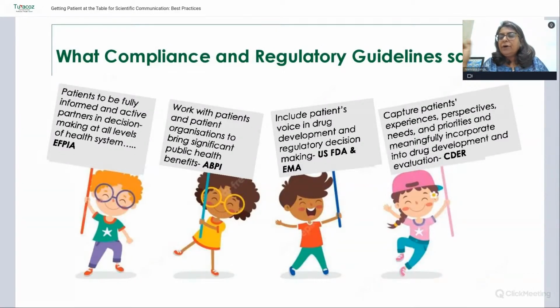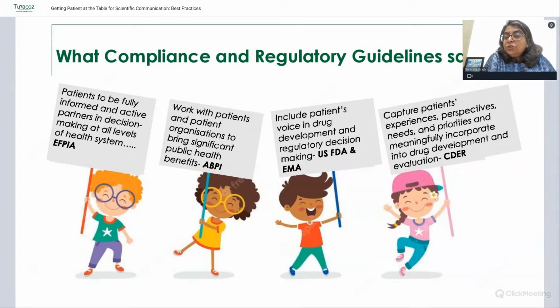So they should know everything about their treatment. They have to be active partners in decision making at all levels of the health system. So whether it is at a prophylactic phase, or at a treatment phase, or maybe in a convalescence phase, wherever the patients are involved, they have to be active partners in the decision making.